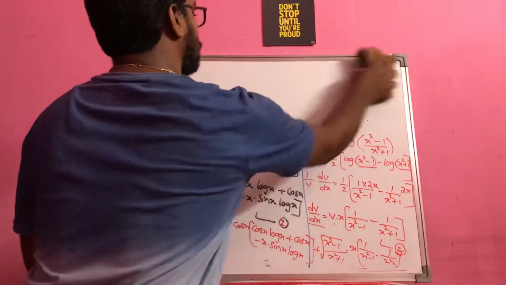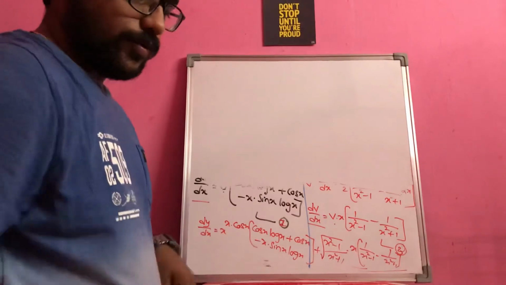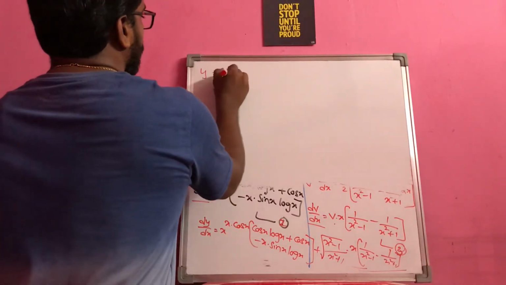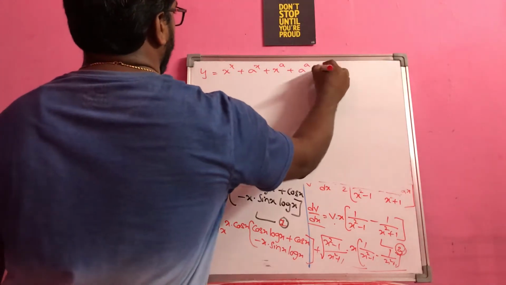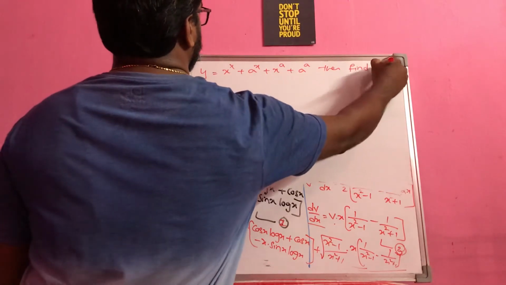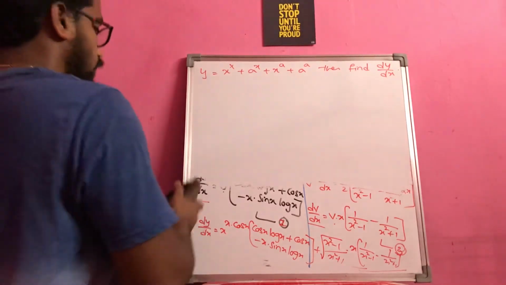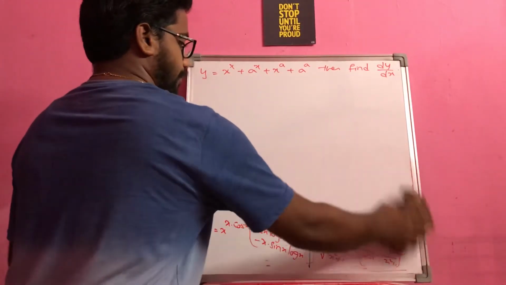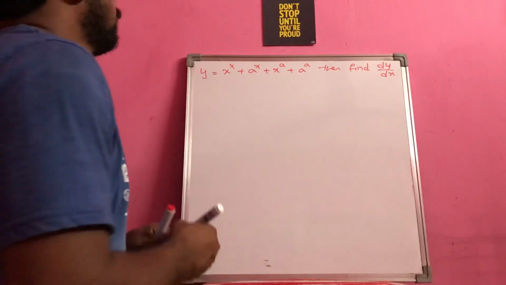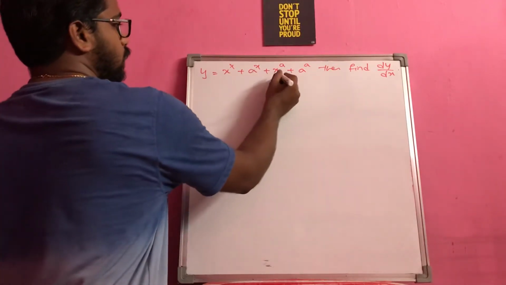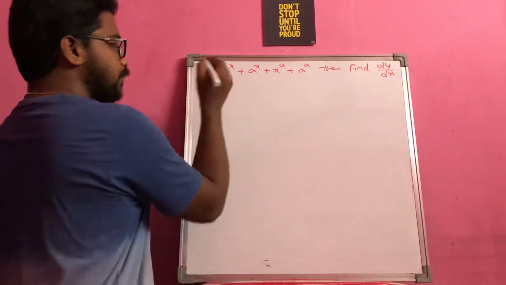Right, now take down one more question. See, for example, if I have a question like this, if y is equal to x power x, a power x, x power a, power a, then find dy by dx. See, this is also a similar model only. You can just observe here, x power x, a power x, x power a, power a. Okay. So this is for sure function power function.